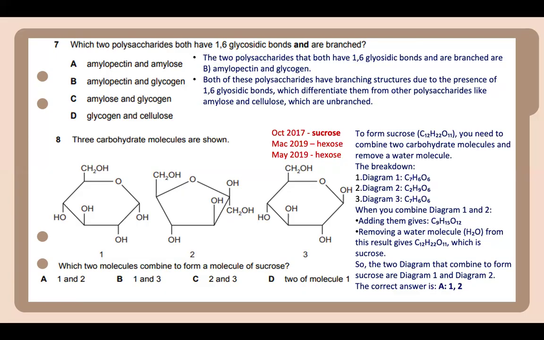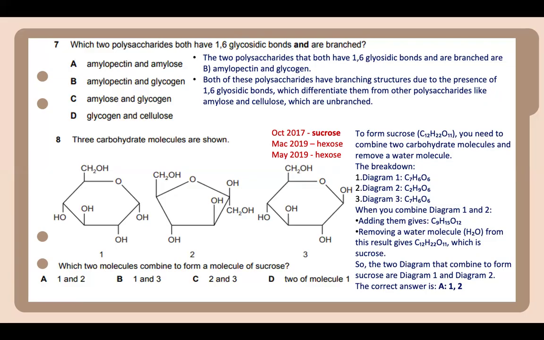Number 8 is a common question which exists in October 2017, where the question is more related to sucrose, whereas for March 2019 and May 2019, the questions are more related to hexose. The question is, which two molecules combine to form a molecule of sucrose? The answer is, to form sucrose, C12H22O11, you need to combine two carbohydrate molecules and remove a water molecule.